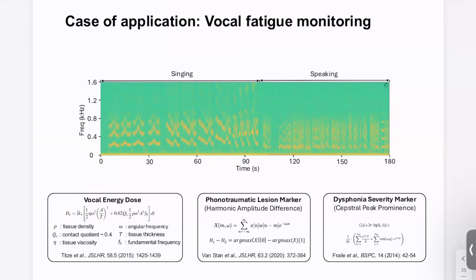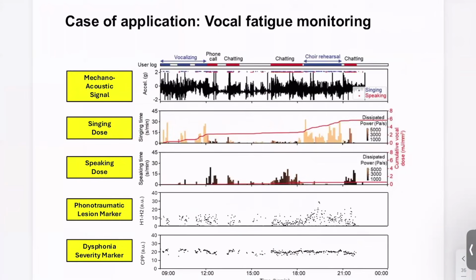You can also calculate the dysphonia severity marker by something called substrate analysis. This is a different analysis from Fourier transform. This is called substrate analysis, which is a specialized analysis method in acoustic data. So you can develop digital markers.